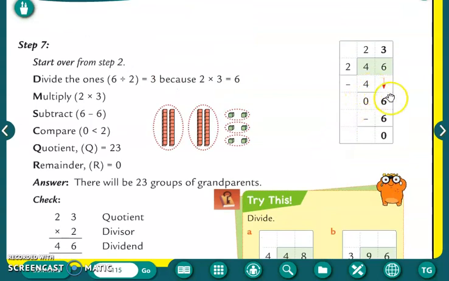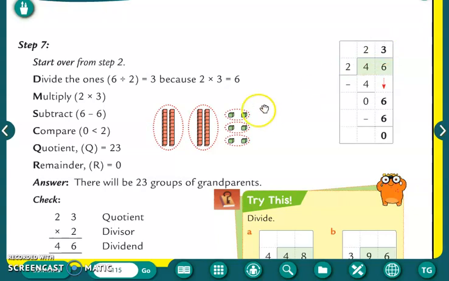So when we have written the 6, you know the table of 2. So now you have to write 2 3 जा 6. So here again 6 minus 6 is equal to 0. So the remainder is 0 and the quotient is 23, a 2-digit number.